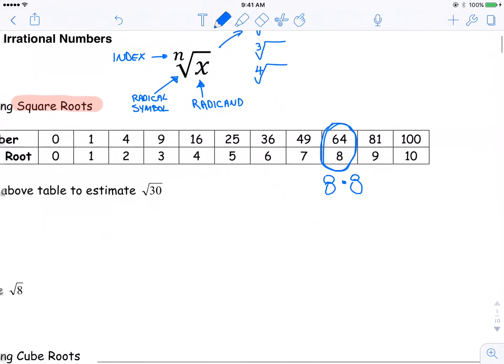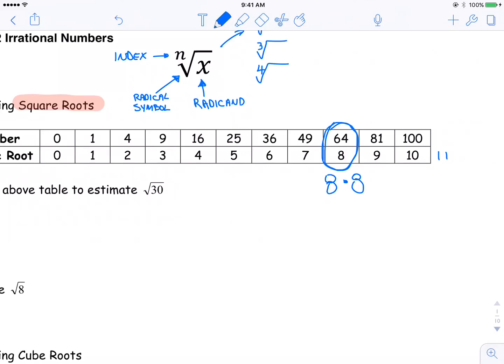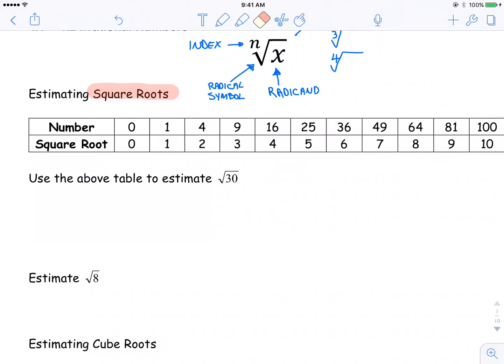And you know all of these. You should know what 11 squared is, 121. You should know what 12 squared is, 144. You might have an idea of what 13 and 14 are. 15 is a good one to remember. It comes up quite often, 225. But we can use this table of perfect squares to estimate the square root of values that aren't perfect squares.